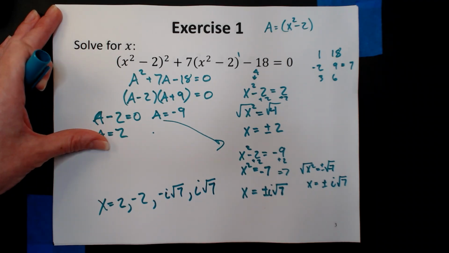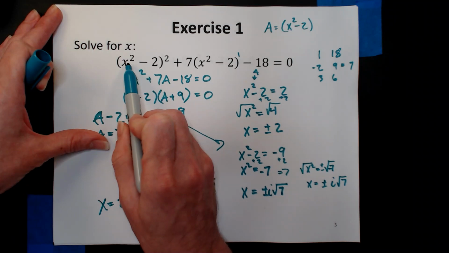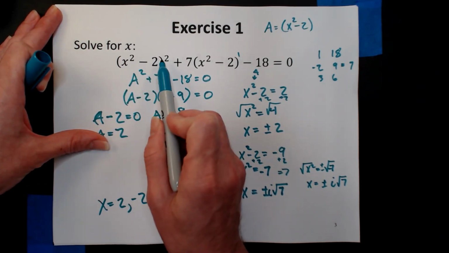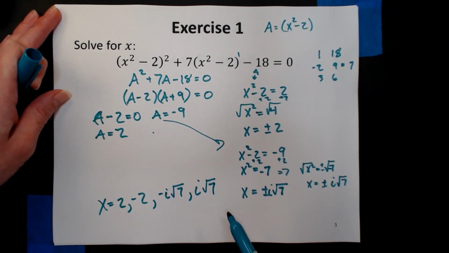And the reason why we can have up to 4 answers is that when you have these being nice whole numbers, you can get as many different answers as you have powers of x. So this would be x squared squared, which would be an x to the 4th power. So we could have up to 4 answers. Some of those answers may be repeated. We'll talk more about that later.